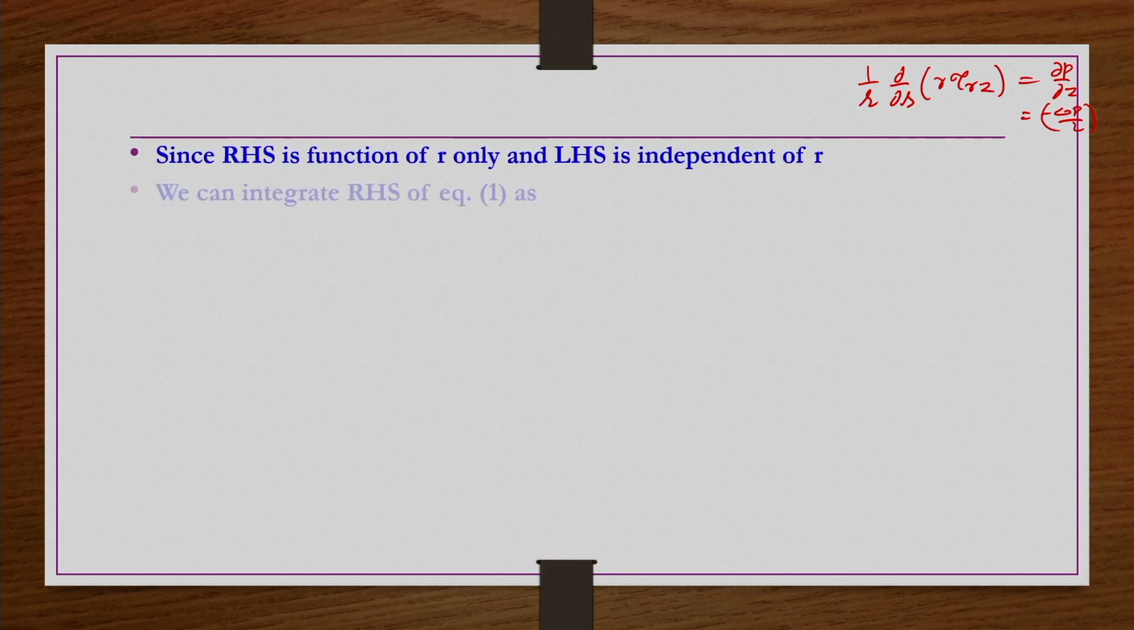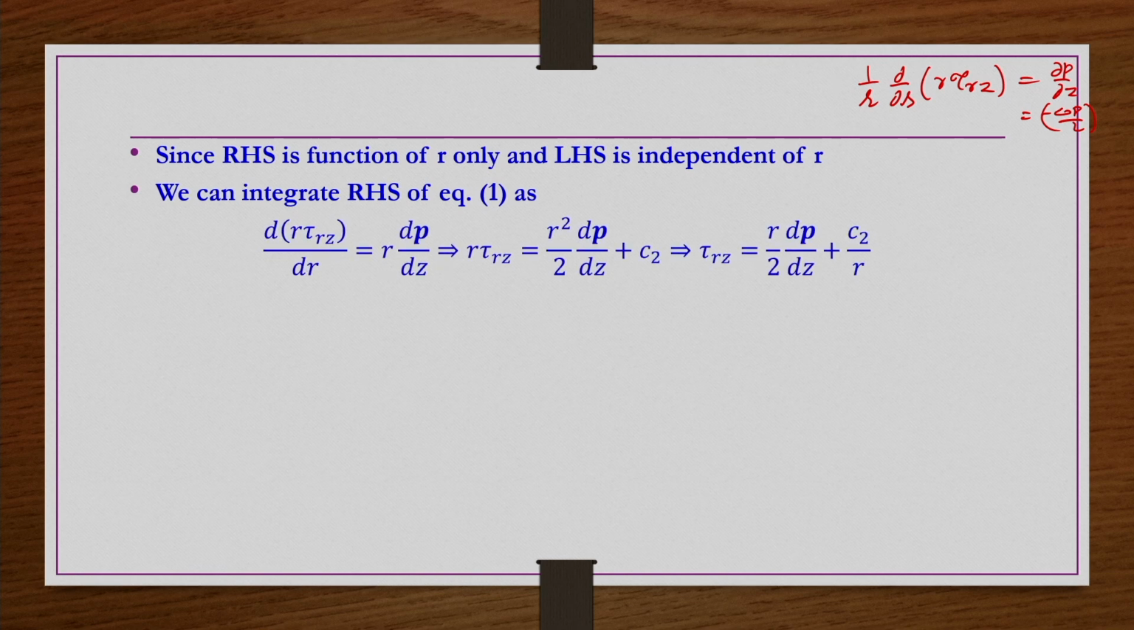So, now in equation number 1, what we have? 1 by r dou by dou r of r tau rz is equal to dou p by dou z. Now, dou p by dou z is nothing but C1 that we already got, which is nothing but minus delta p by L, right. So, now this equation you can integrate. So, when you do that, you get d by dr of r tau rz is equal to r dp by dz, that means r tau rz is equal to r square by 2 dp by dz. dp by dz we are not substituting, we can substitute later on, there is no issue at all, plus integration constant C2.